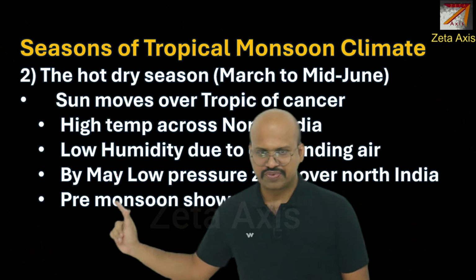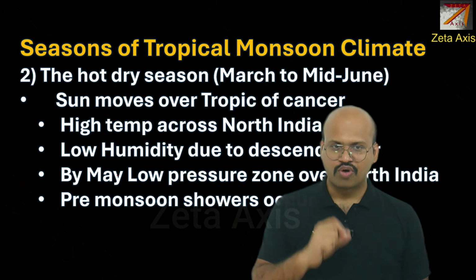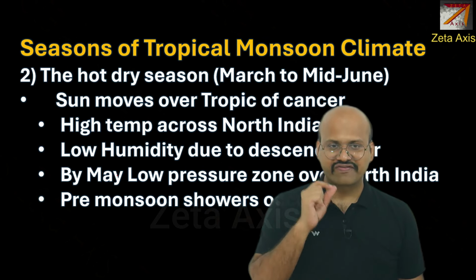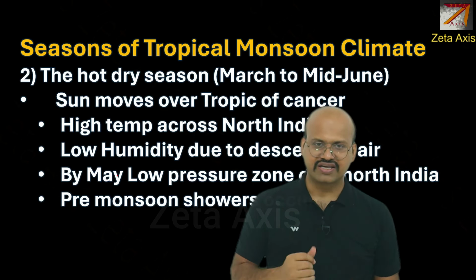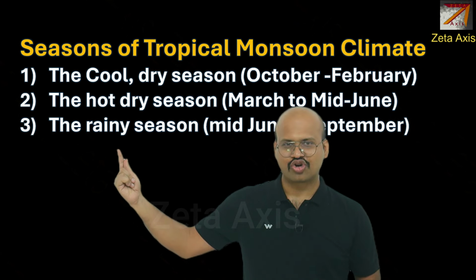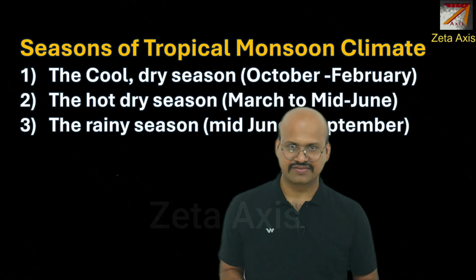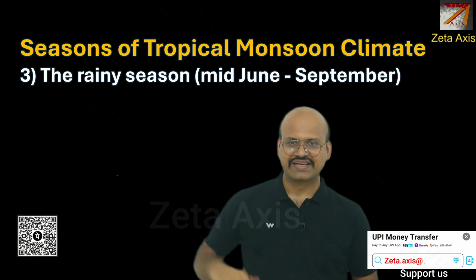Remember, they are called pre-monsoon because these rainfalls are not caused by the monsoon winds, but are convectional rainfall because of the high heat received by the Indian subcontinent. Now let's see the third part of the tropical monsoon climate, the rainy season. And we know that from mid-June to September we have the rainy season.